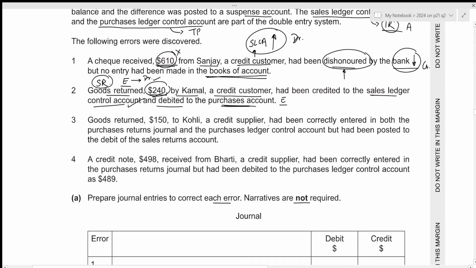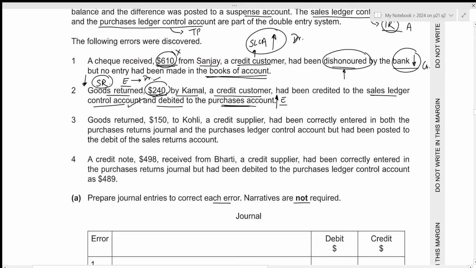Now, we can categorize or split this error into two different errors. The first one is that the sales return is understated by 240. We should have included this amount, but we missed it. But then we included purchases when it should not have been included. So the purchases account is overstated.